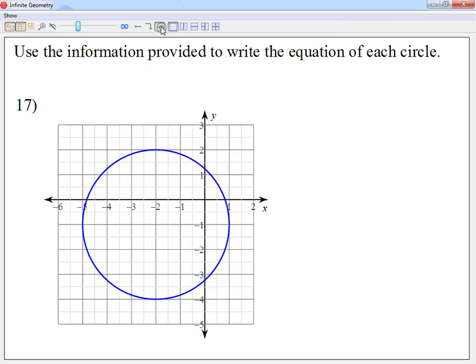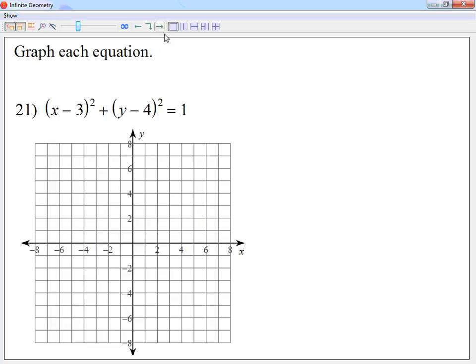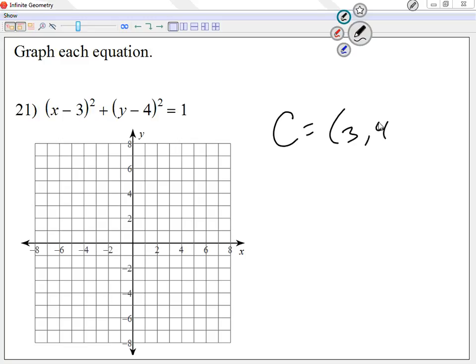Now let's take a look at number 21. For number 21, I give you guys the equation. You have to graph it. So now here, I'm going to say the coordinates of the center. The coordinates of the center are going to be 3, 4. Now for my radius, remember how this number after the equal sign is the radius squared. So for me to find the radius, let me do the square root of that. So square root of 1 is 1.